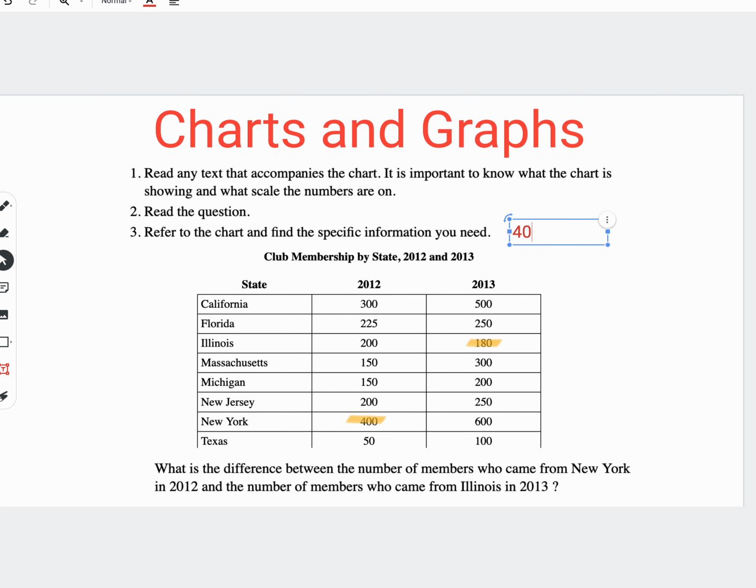400 minus 180 will give us 220. The difference is 220.